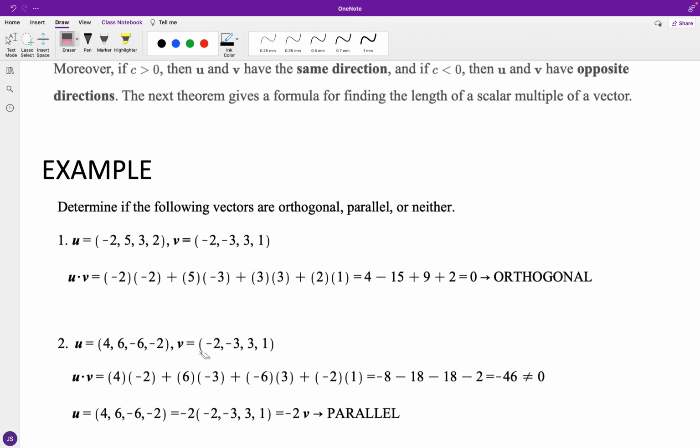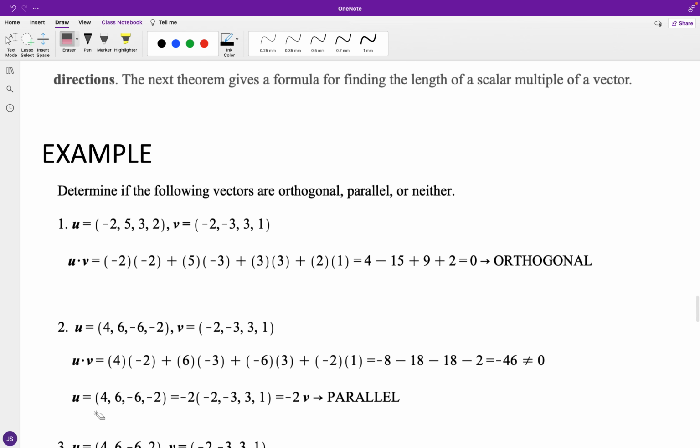If you notice, v has -2 for the first element and u has 4, and -2 would go into 4 -2 times. So for u, you have 4, 6, -6, -2, and this would be -2 times -2, -3, 3, and 1, which happens to be v. So we have u equal to -2v, and so u is a scalar multiple of v. In this case, this set is going to be parallel.